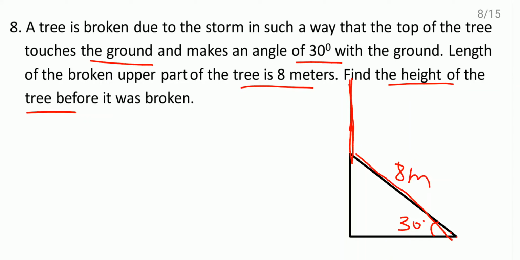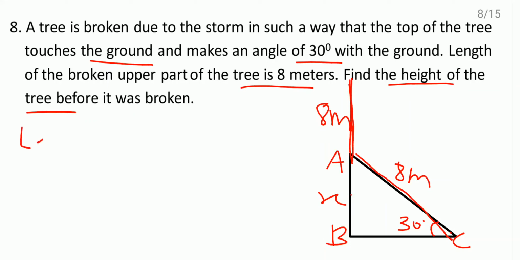So it means that if I consider this part is x and this 8 meters is nothing but this part only. Okay. So the height of the tree will become x plus 8 meters. So first what we need to find out? Value of x.